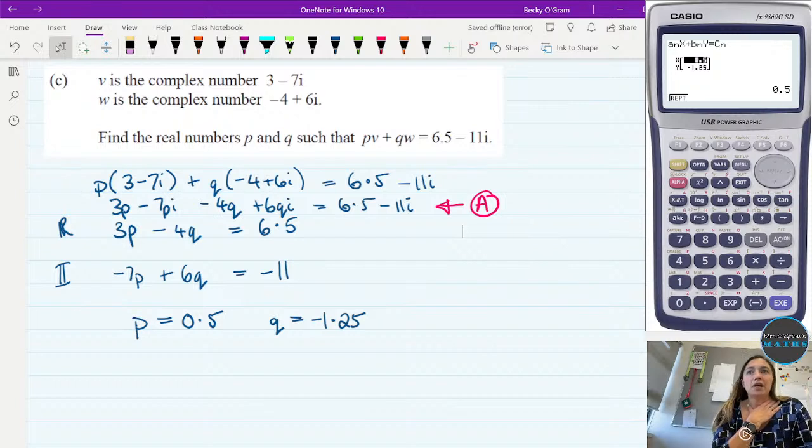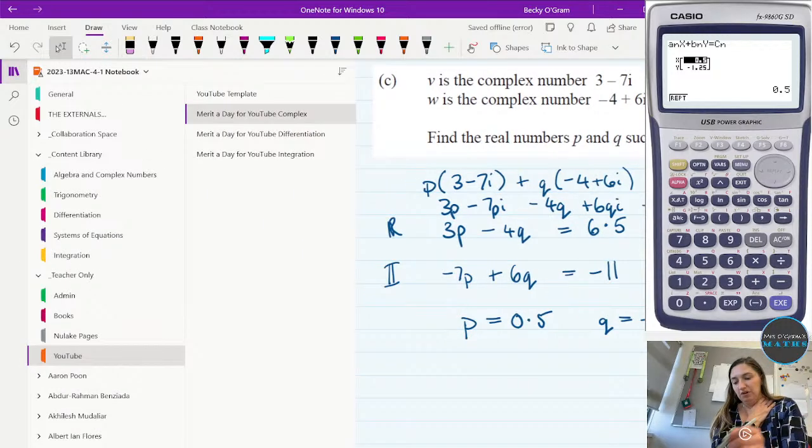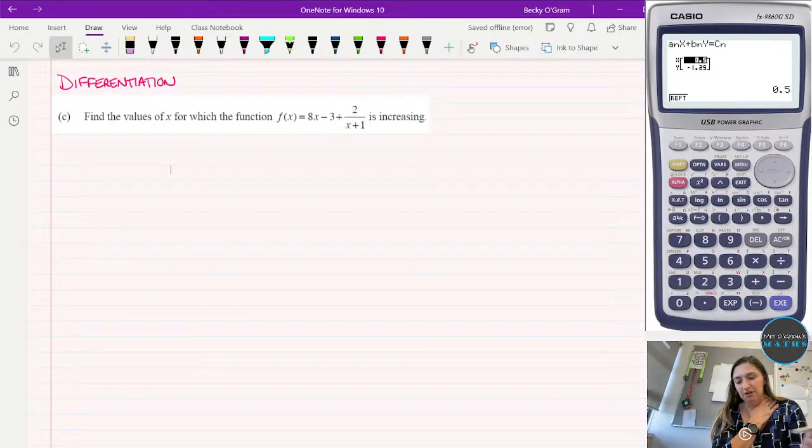All right, we'll move on to differentiation. So I did that one in probably about 3 minutes flat, very quick for a merit question, feeling confident. Okay, let's go on with differentiation.